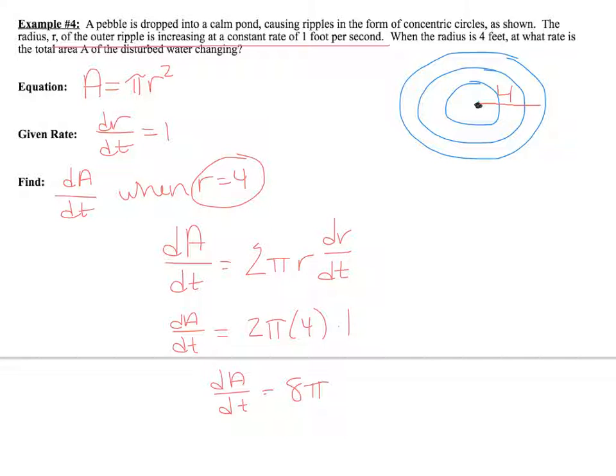Now, I do know some units here. The radius was changing at 1 foot per second, so my area is going to be changing at 8 pi square feet per second. So that is my value of dA/dt, my related rates equation solved for dA/dt with my given information.